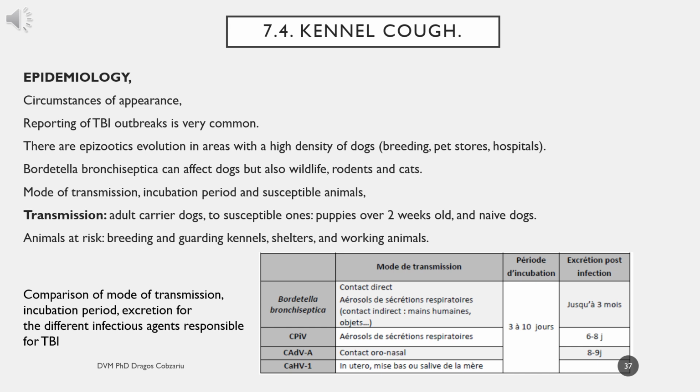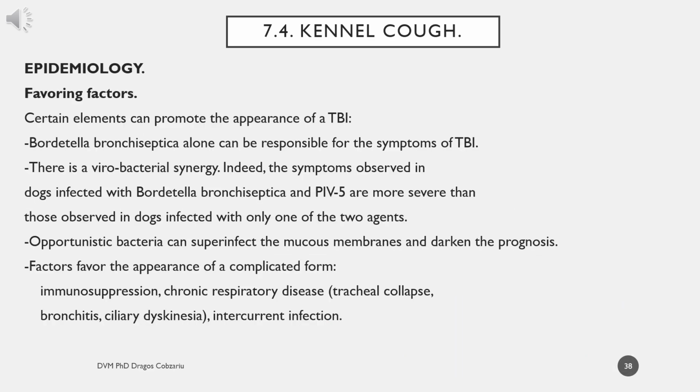Mode of transmission: incubation period and susceptible animals. Transmission: from adult carrier dogs to susceptible ones, puppies over 2 weeks old, and naive dogs. Animals at risk: breeding and guarding kennels, shelters, and working animals. Comparison of mode of transmission, incubation period, excretion for the different infectious agents responsible for TBI. Epidemiology. Favoring factors.